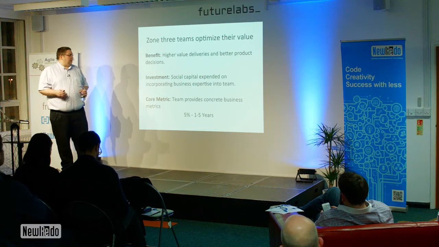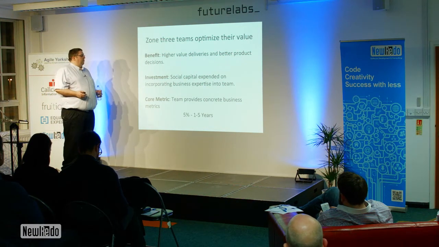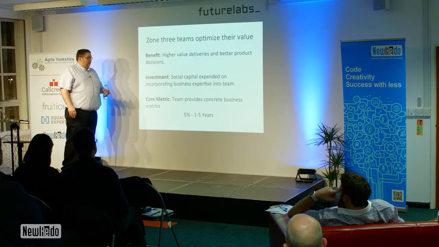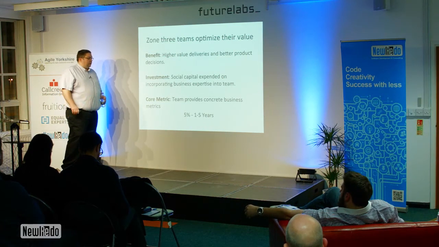The social capital expended on incorporating business expertise into the team. So that's really dropping the people in the business into the team. That's really important. That can break down so many barriers, but how often do you even get to talk to your proper product owner? We're all talking to the proxies most of the time. But if you can actually drop that business owner into the team, you're going to just be able to increase your feedback loop and get there. And as I say, you get your team concrete business and metrics around that stuff.